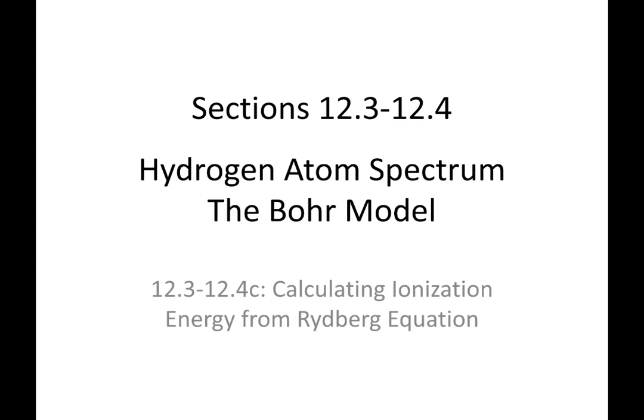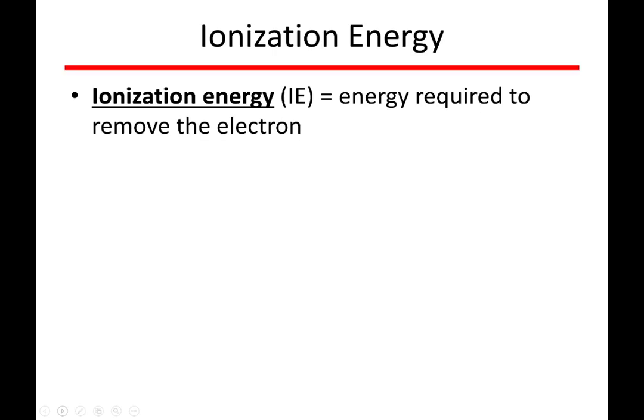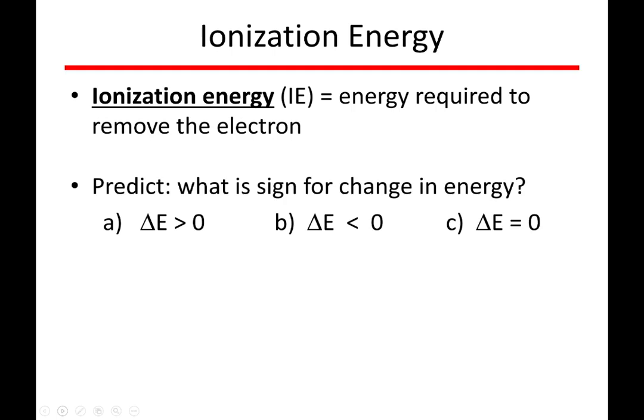Let's now talk about how you can use the Rydberg equation to calculate ionization energy for different species. So first of all, what is ionization energy? This is the energy that's required to remove the electron. Let's first start with a conceptual problem. I want you to predict what the sign will be for the change in energy if you were to ionize an element. Is delta E positive, negative, or equal to 0?